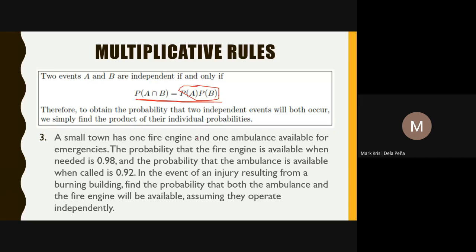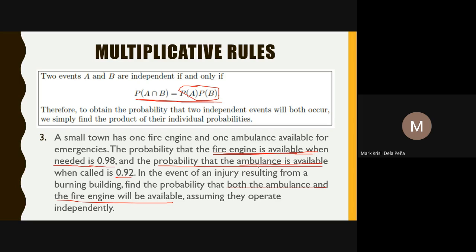A small town has one fire engine and one ambulance available for emergencies. The probability that the fire engine is available when needed is 0.98. So our first event is that the fire engine is available when needed. The probability that the ambulance is available when called is 0.92. So our second event is that the ambulance is available when called. In the event of an injury resulting from a burning building, find the probability that both the ambulance and fire engine will be available. The first thing we have to do here is check if these two are dependent or independent events.